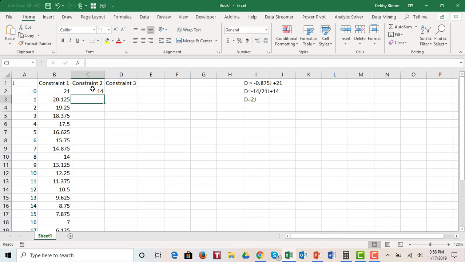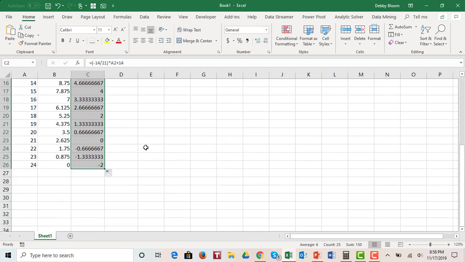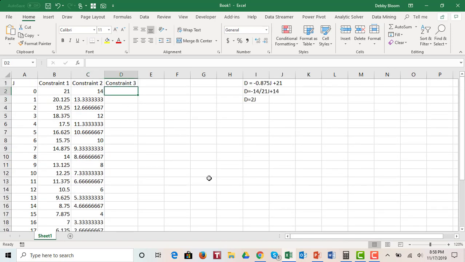So I hit enter, click on cell C2, and double click that fill handle, but I actually only want to go down to 0, otherwise my line is going to extend. You'll see what I mean later. So I'm just going to delete cell C24 to C26, because again, I only want to go down to 0. Now constraint 3 is very easy. D equals 2j. So all I have to do is take 2 and multiply it by j. Hit enter and copy that formula down.